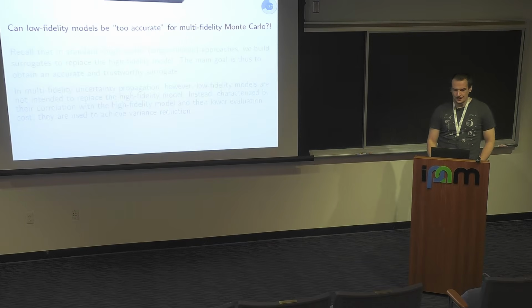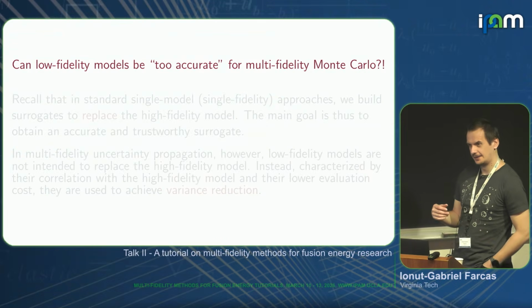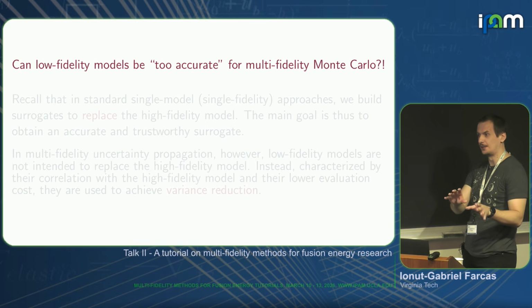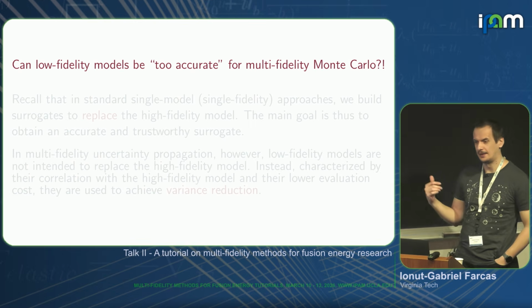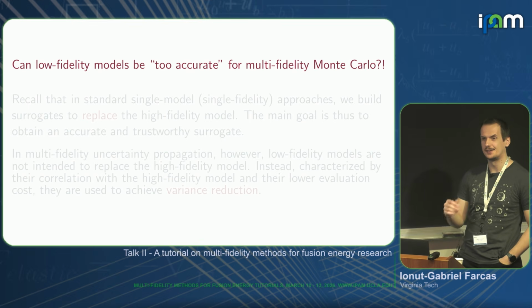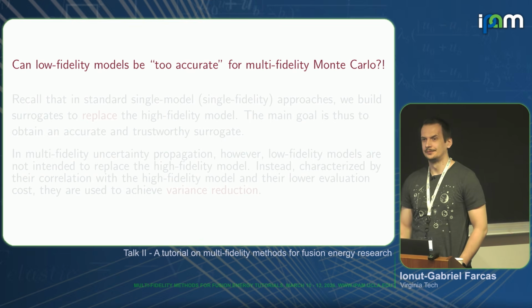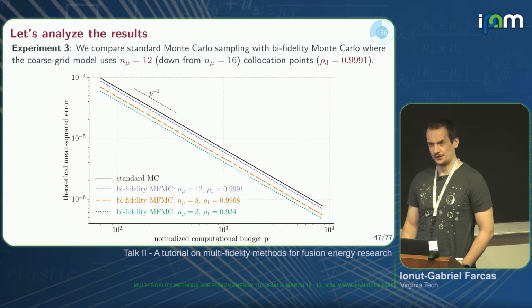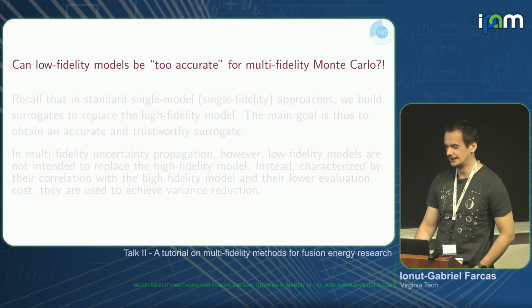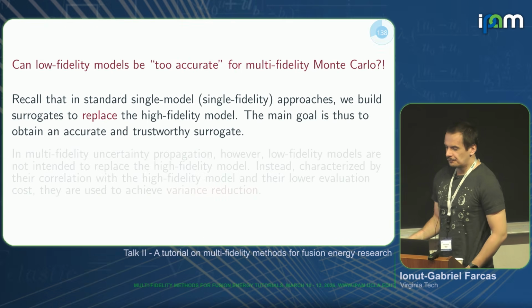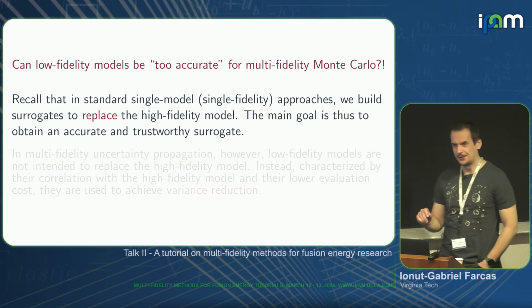Why? So the question is, and I will actually show, we have theory that shows this. Can low-fidelity models be too accurate for multi-fidelity Monte Carlo sampling? Yes. Almost. But the cost is really the key to this answer. So this is the question we'll try to answer next.